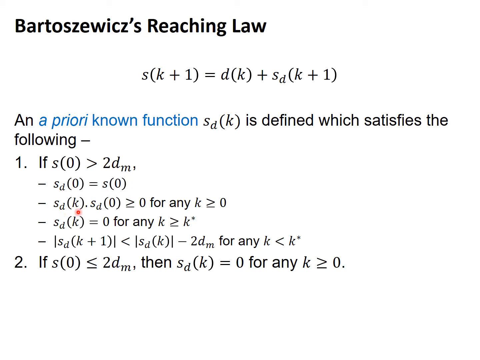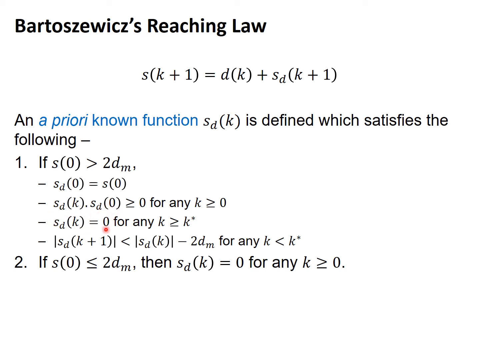Then SDK times SD0 is greater than or equal to 0 for any k greater than or equal to 0. This means that the entire evolution of SDK is on the same side of the 0 line as SD0. So that's why these two together become positive. If this is negative, this is also negative. If this is positive, this is also positive. For all k, this is on the same side of SD0. This is what it means.